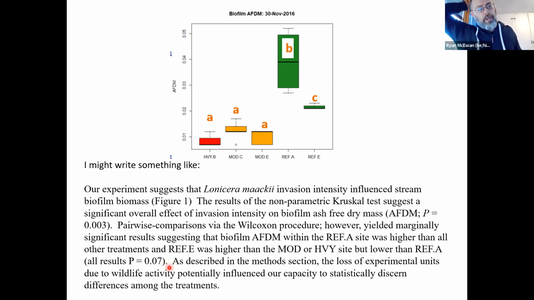As described in the method section, the loss of experimental units due to wildlife activity, I should say mammalian activity, because it could have been kids, but maybe wildlife is probably good. The loss of experimental units due to wildlife activity potentially influenced our capacity to statistically discern differences among treatments. This is a very good sentence. A reader of this sentence understands what's happening. As described in the method section, the loss of experimental units due to wildlife activity potentially influenced our capacity to statistically discern differences among the treatments.